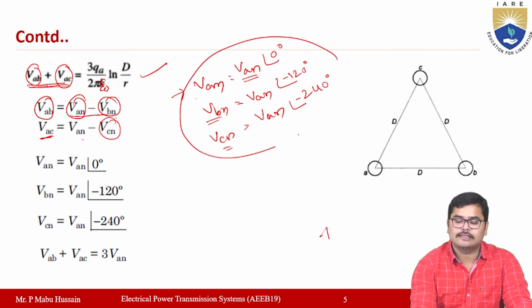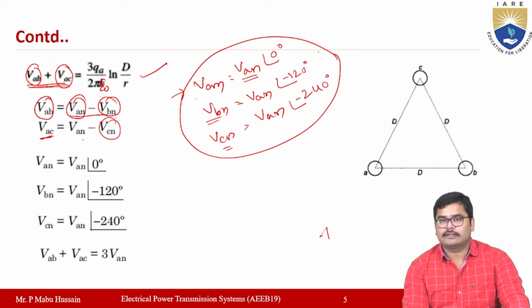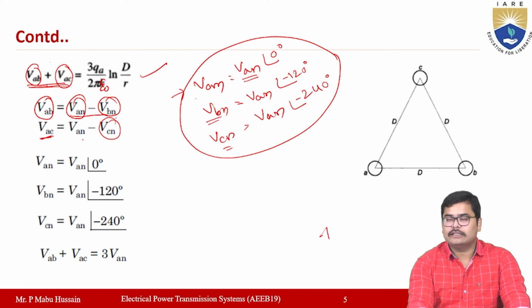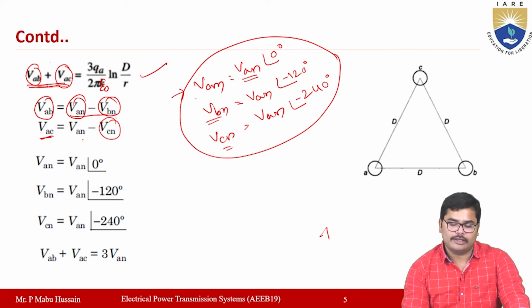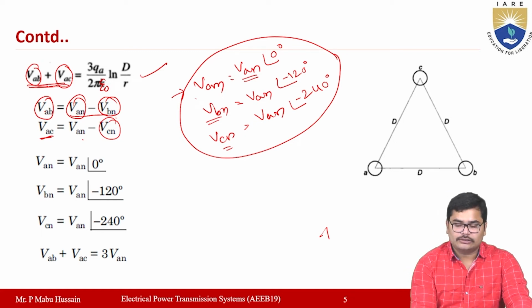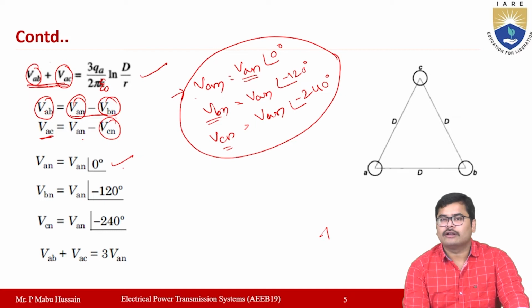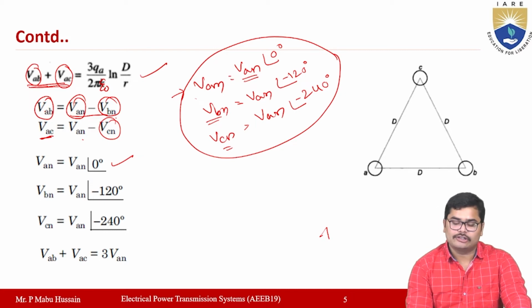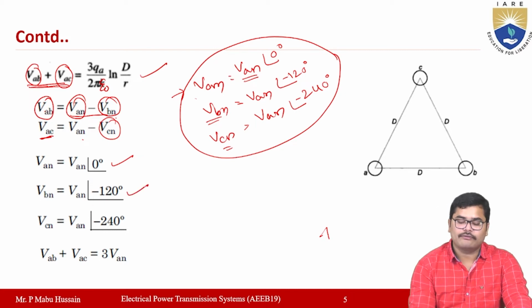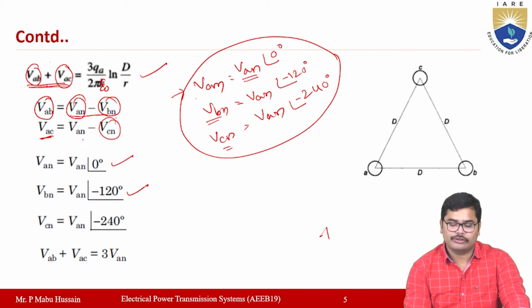This is how you can represent the 3-phase system. You already know this from network theory, and we are going to use it in our derivation. So VAN is the phase voltage, VAN at an angle 0 degrees, and VBN is VAN at an angle minus 120 degrees.